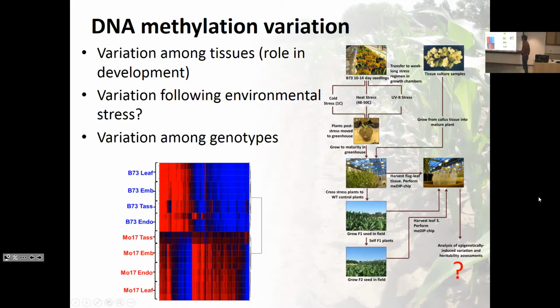So here, what I'm showing you is 4 different tissues of B73 and Missouri 17, and they're clustered by their methylation levels. What you notice is, regardless of what tissue you came from, B73 is much more similar to other B73 samples than to Missouri 17. And these two are pretty poor data, which is why they look different.